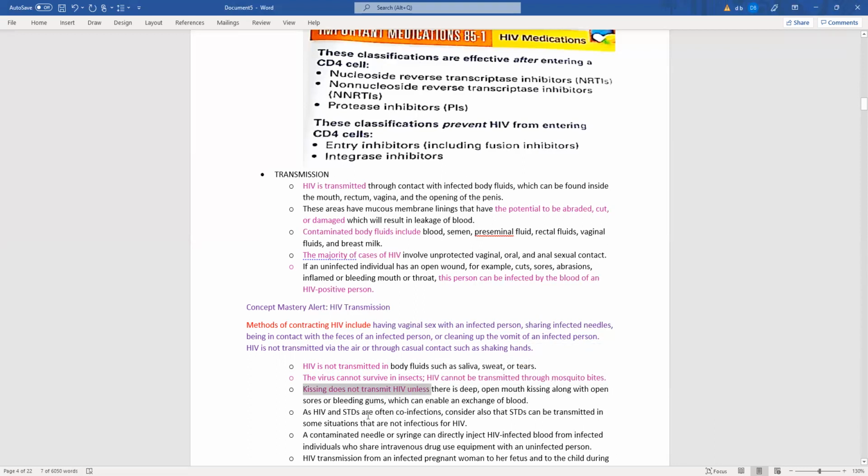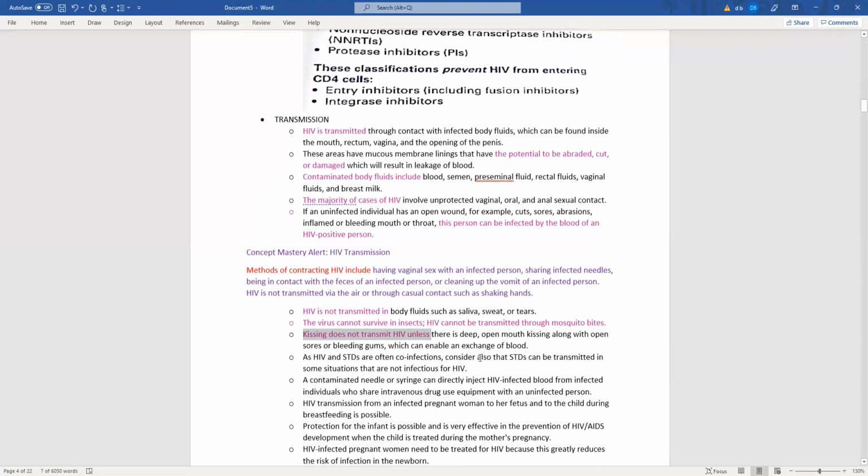As HIV and STDs are often co-infection, consider also that STDs can be transmitted in some situations that are not infectious for HIV. A contaminated needle or syringe. We all know about that. Not that we do it, but we know about that. HIV transmission. I don't have to finish reading this because y'all know that a person with a contaminated needle or syringe can get infected. They can infect the uninfected, a person that doesn't have anything.